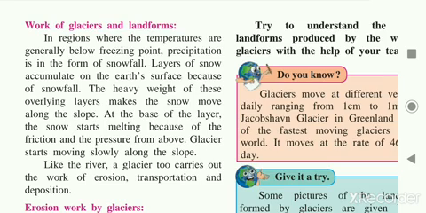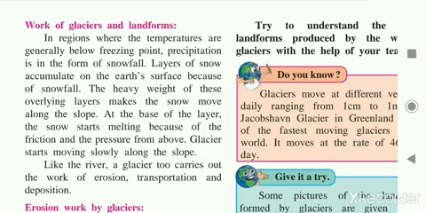See, what is a glacier? In regions where the temperature is generally below freezing point, precipitation is in the form of snowfall. Layers of snow accumulate on the earth's surface because of snowfall. The heavy weight of those overlying layers makes the snow move along the slope. At the base of the layer, the snow starts melting because of the friction and pressure from above. Glaciers start moving slowly along the slope. Like a river, a glacier too carries out the work of erosion, transportation and deposition.